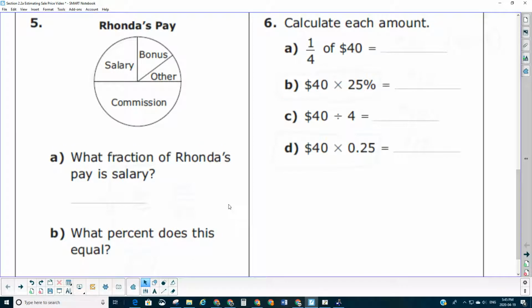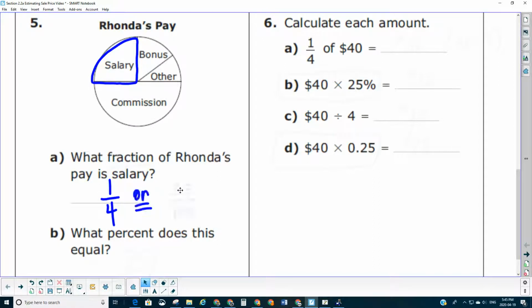What fraction of Rhonda's pay is salary? So she gets paid a bunch of different ways. She's got some commission, some salary, some bonus, and some other. So what fraction is Rhonda's pay salary? I'm just going to highlight Rhonda's pay as this chunk of the circle graph. Commission, I think, looks like half of it, and this looks like a quarter for the salary. I imagine you would agree.